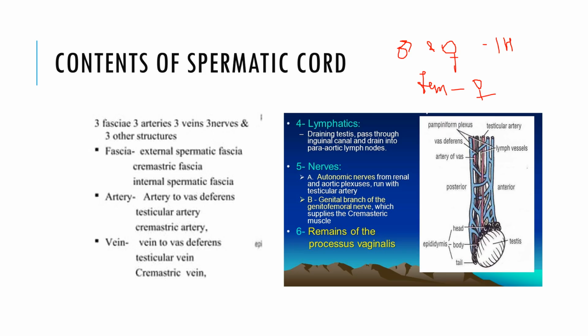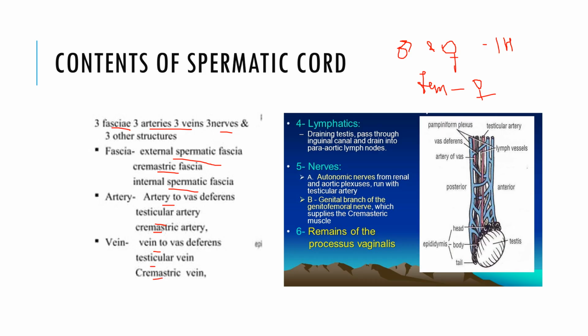So the contents of spermatic cord are three fascia, three arteries, three veins, three nerves, and three other structures. What are the fascia? External spermatic fascia, cremasteric fascia, internal spermatic fascia. These are the continuation of fascia from the abdominal wall into and around the testis. What are the arteries? Artery to vas deferens, testicular artery, and cremasteric artery. What are the veins? Vein to vas deferens, testicular vein, cremasteric vein, just like the artery.